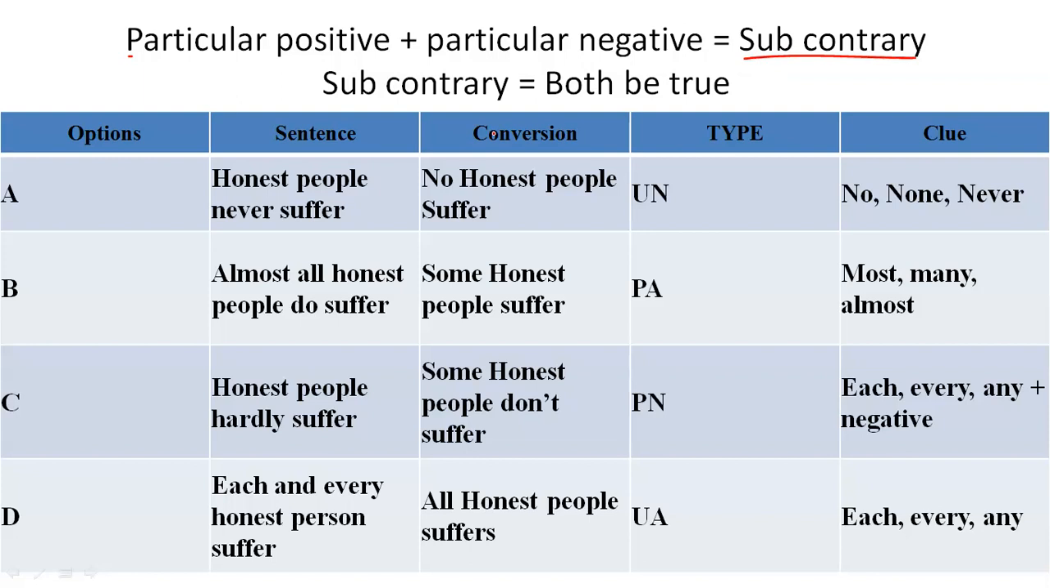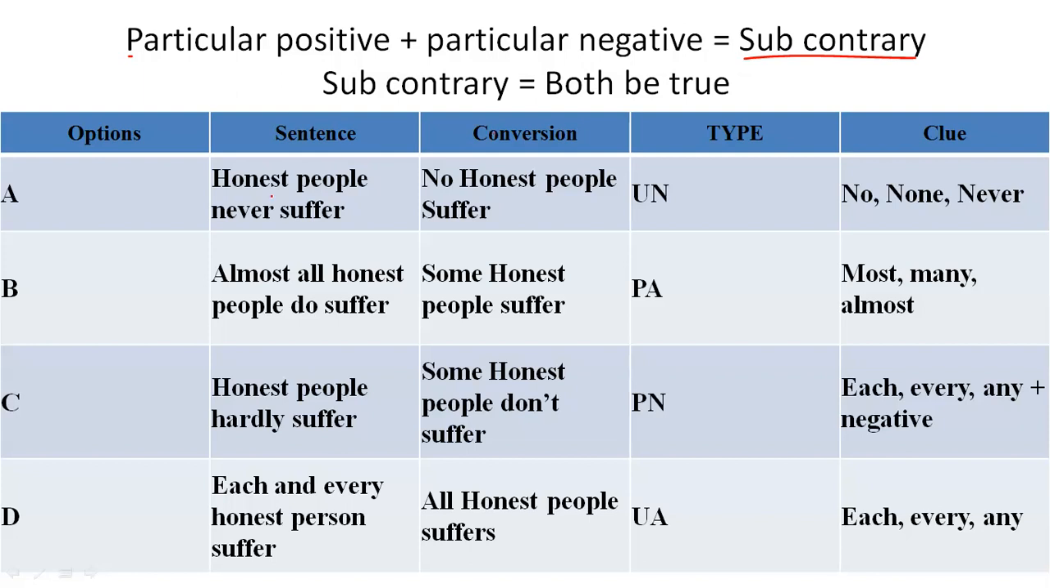When you say subcontrary, there are two statements we need. One is particular positive or affirmative, another is particular negative. Particular positive starts with some. For example, some students are brilliant. Particular negative is something like this: some students are not brilliant. In the classroom, both are true at a time, correct? Both are true. We must agree to that. So subcontrary means both are true. Because of the clue given in the question, it is very easy to conclude that this answer is subcontrary.